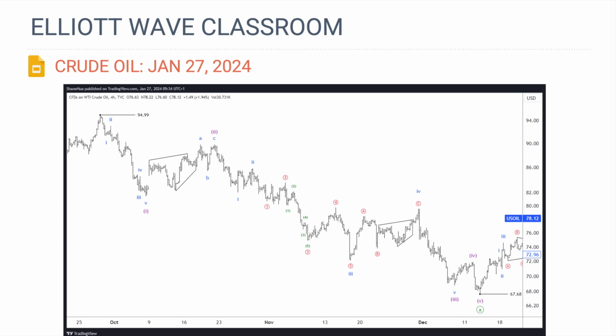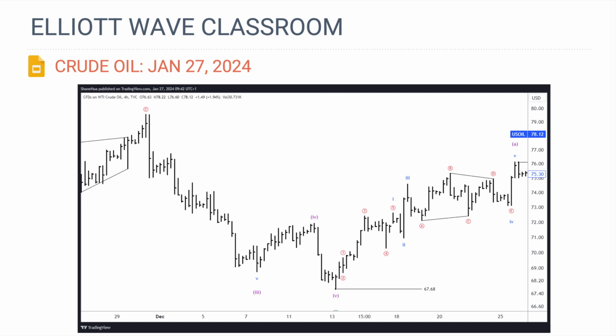You can see my previous broadcasts which cover the question of where I can start counting waves. I found an impulse wave and I started building a wave count based on the price action that was already there.